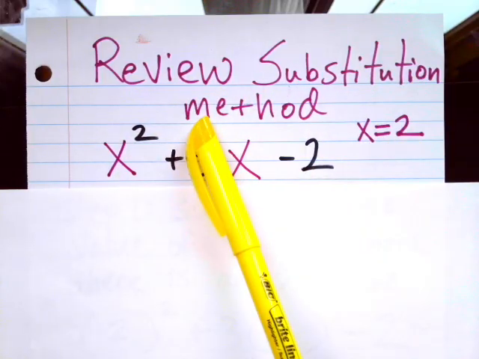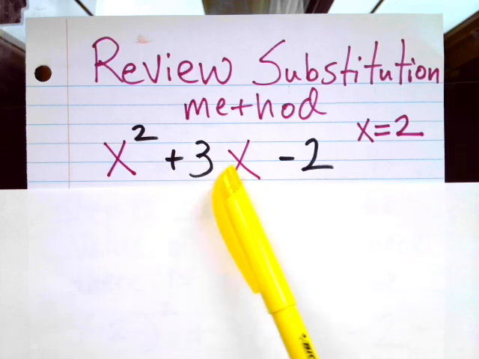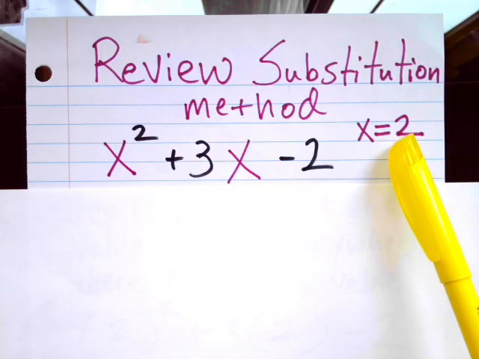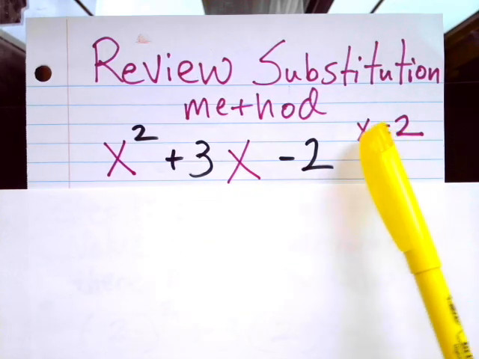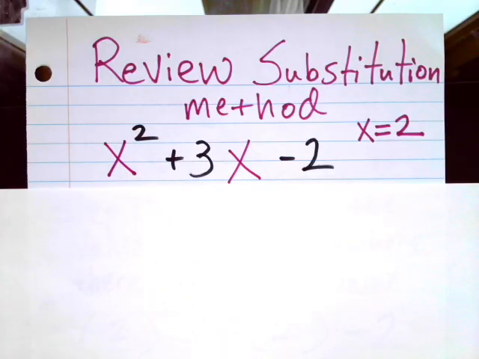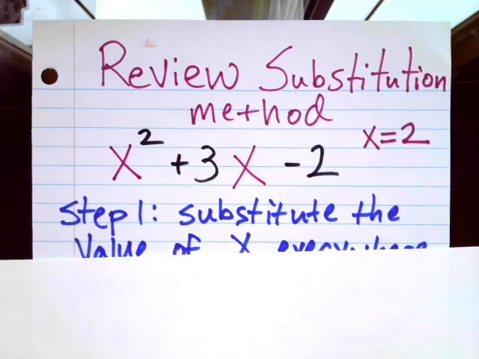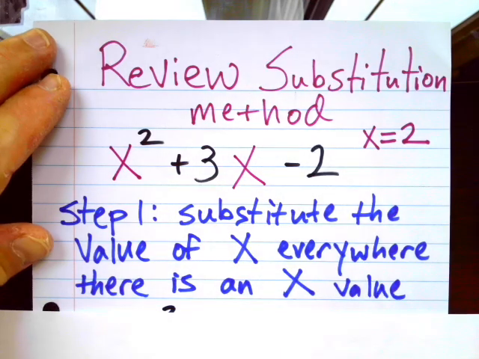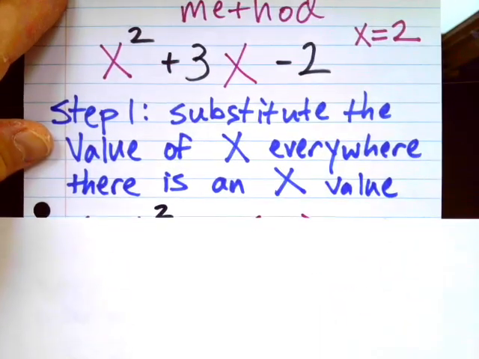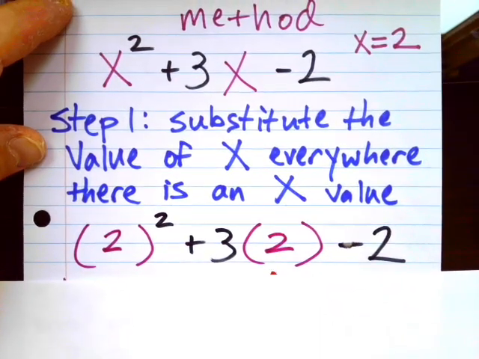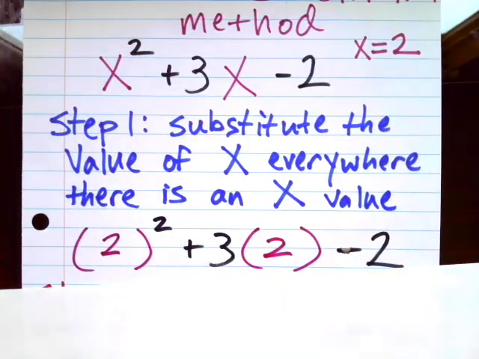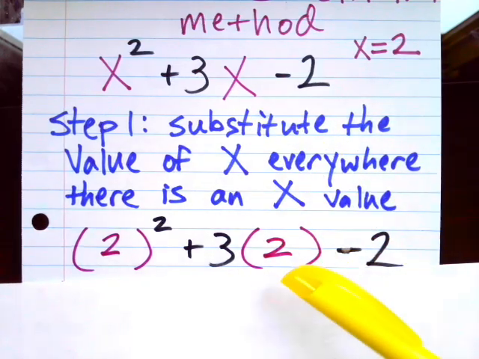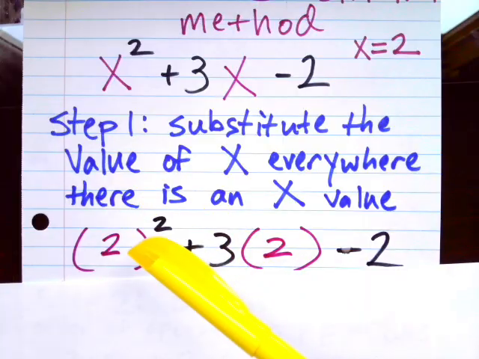Let's review the substitution method, right? So we have an expression, x squared plus 3x minus 2, where x is equal to 2. In review, you could substitute a 2 everywhere you see x in that problem. Step 1: substitute the value of x everywhere you see an x. We're going to do that right here. You can see the original expression, and I'm substituting a 2 because x equals 2, right? I can substitute that value of 2 everywhere you see an x.